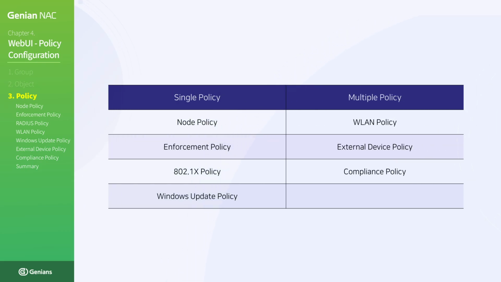Single policies. Only one policy can be applied at a time. Multiple policies. Multiple policies can be applied simultaneously. The following policies are single policies, and only one can be applied to a node. Node policy. Enforcement policy. 802.1x policy. Windows Update policy. The following policies are multiple policies and allow multiple policies to be applied to a node. Wireless LAN policy, device control policy, compliance policy.